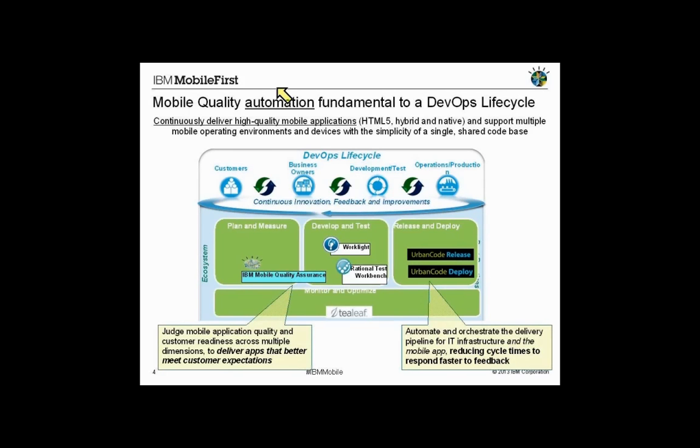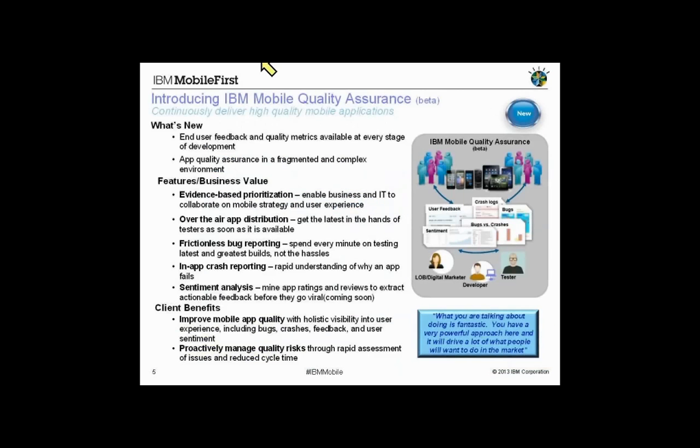As our customers want to continuously deliver high-quality mobile applications that run on multiple mobile platforms, IBM's Mobile Quality Assurance is a key part in this stage of the DevOps lifecycle, including some of the other tools that you're seeing on the slide right now.